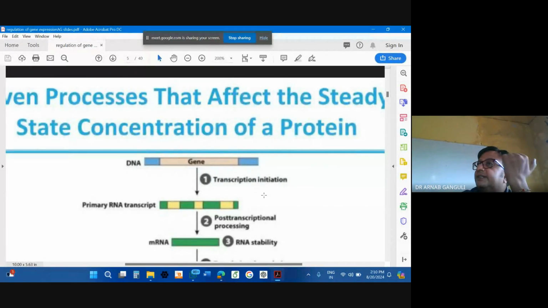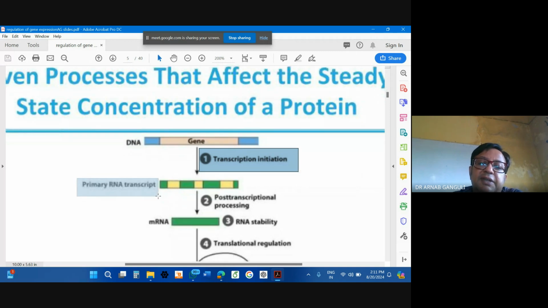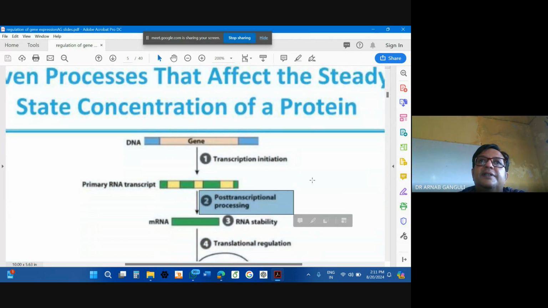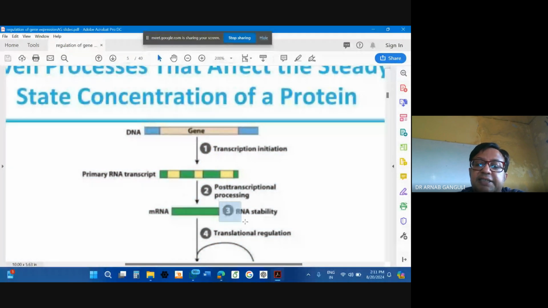So there are 7 processes which affect the steady state. Steady state means the same concentration of protein. So there are 7 processes which increase or decrease the steady state. It's going at an X concentration. Suddenly, because of some particular impulse or something, it's gone to 2X concentration, or it's become X by 2. So the first place is the transcription initiation, first step. Then you have the primary transcript which is forming, and then the second step is the post-transcriptional processing, splicing, capping. Then the third thing which comes is the RNA stability.